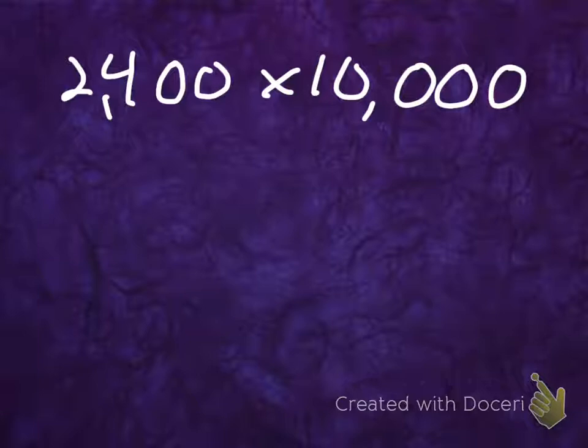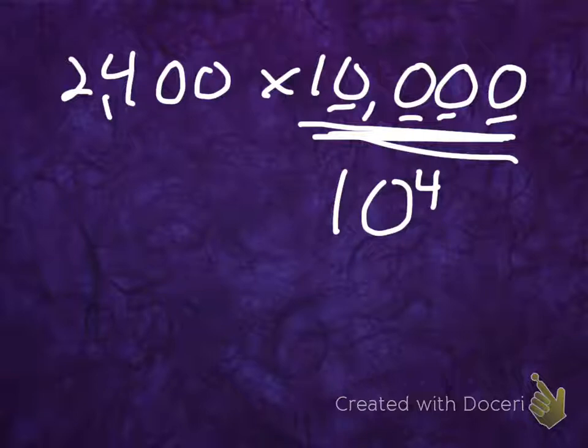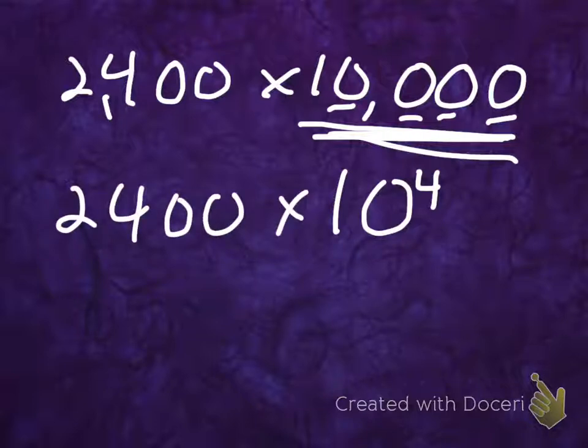What is 10,000 as a power of 10? 10 to the what? 10 to the 30th power. 30th? No. Nope. Fourth power. We have 4 zeros, so it's 10 to the 4th. If you did 10 times 10 times 10 times 10, you would get 10,000. So now we've got 2,400 times 10 to the 4th.